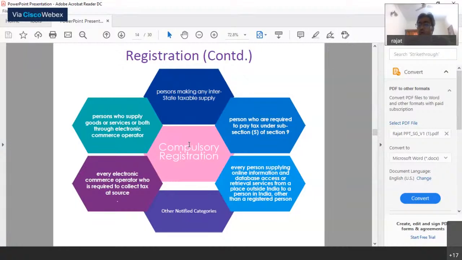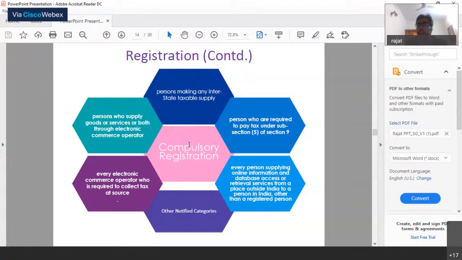Every person supplying online database information and database access or retrieval service from a place outside India to a person in India is also required to obtain GST registration. This would include your Netflix, Amazon, who are located abroad but are providing online information and database access retrieval service to Indians, unregistered customers in India would also require registration under GST.